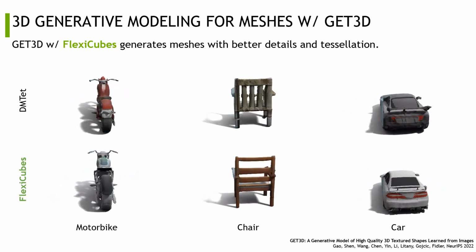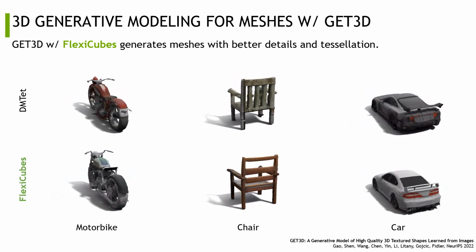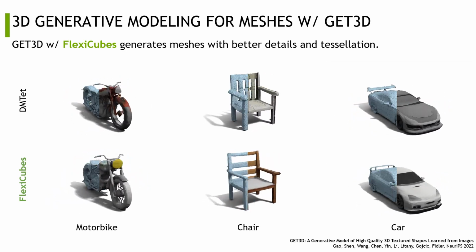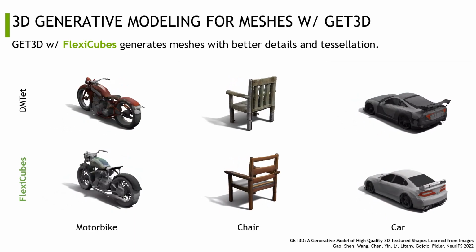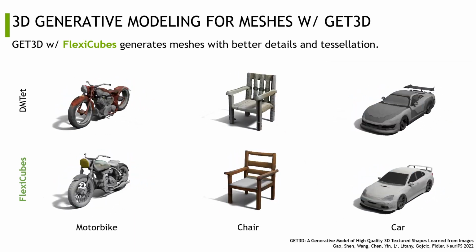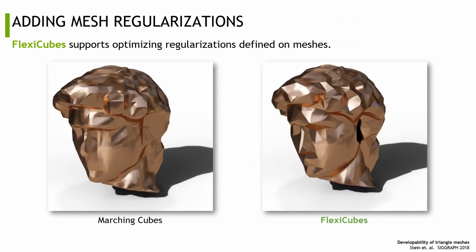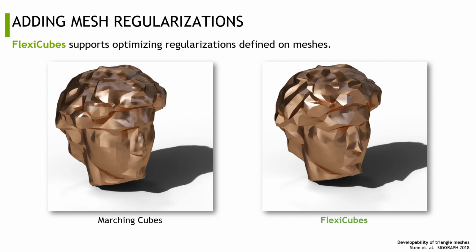Besides reconstruction, FlexiCubes can serve as a plug-and-play differentiable module in a 3D generative model and produce significantly improved mesh quality. Lastly, we apply a developability term on the extracted surface to encourage fabricability from panels. FlexiCubes has the freedom to fit the shape and satisfy the regularizer, whereas Marching Cubes does not.